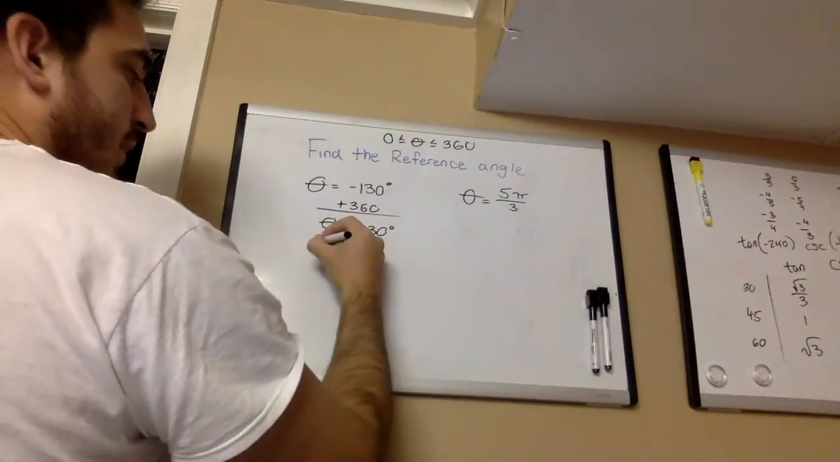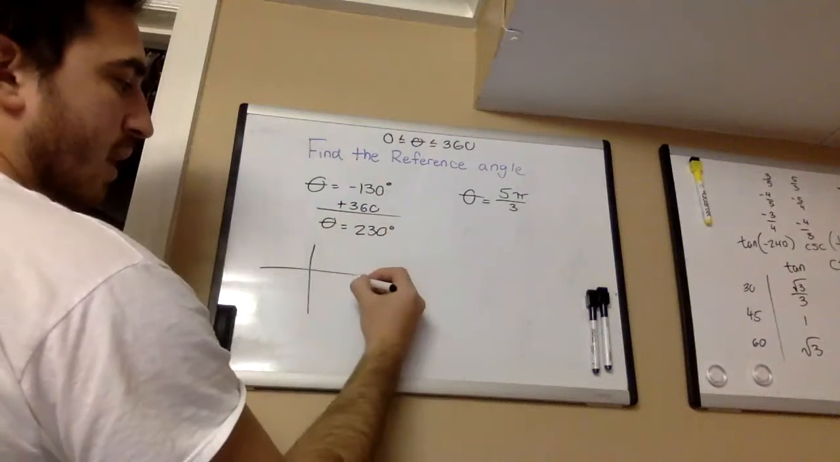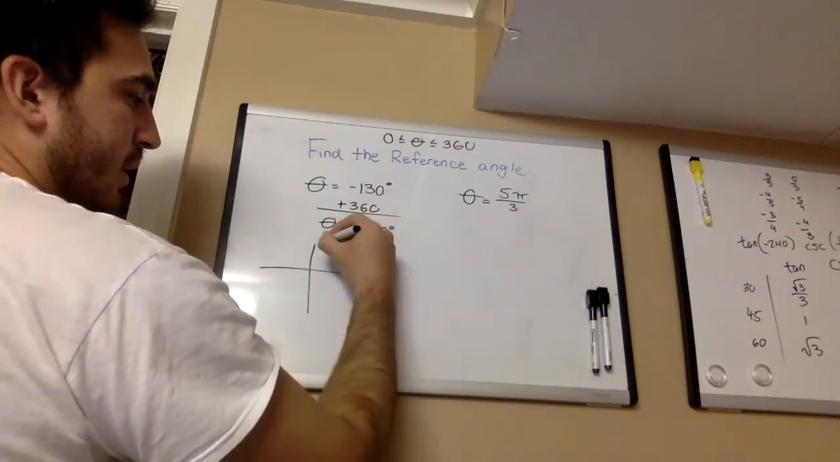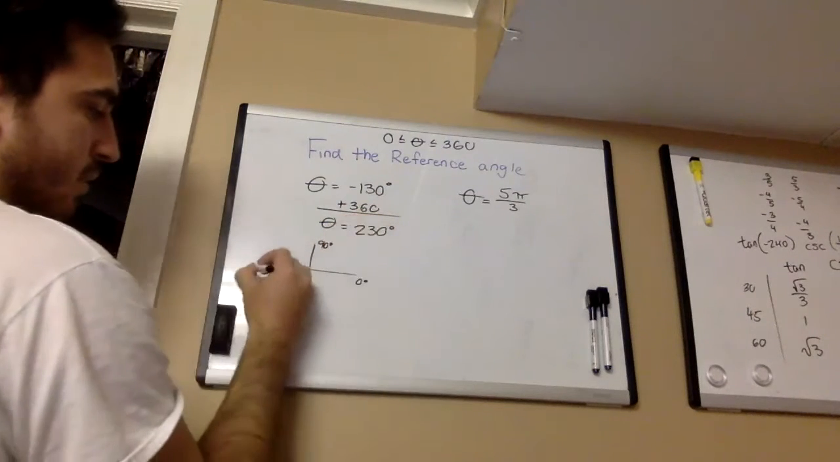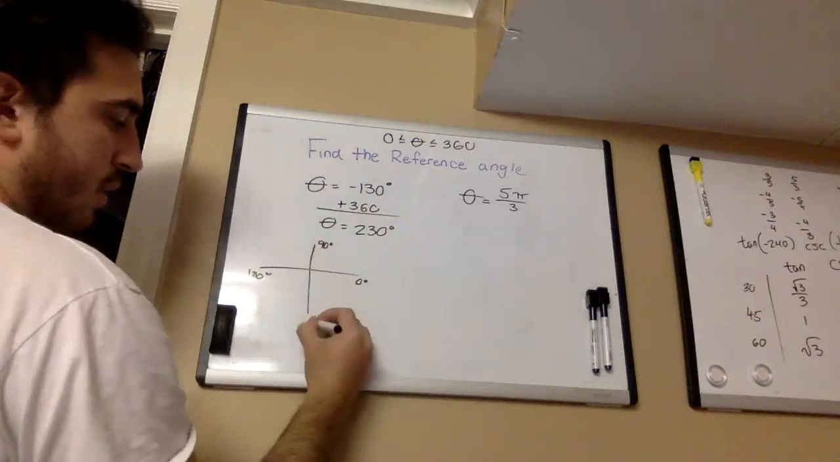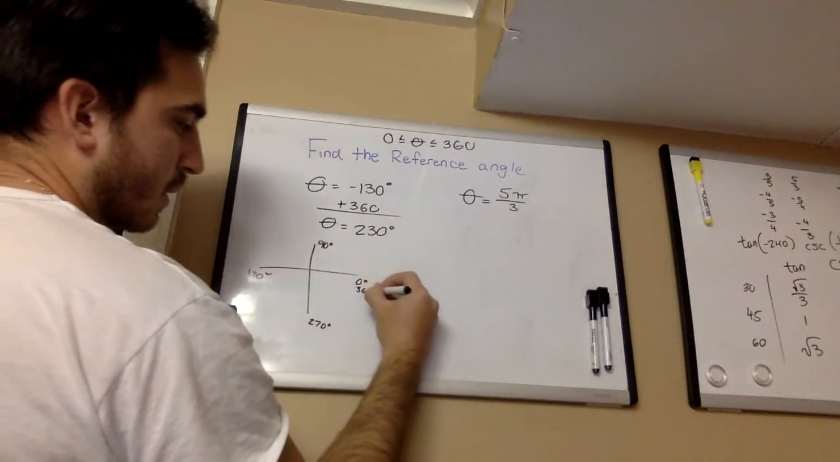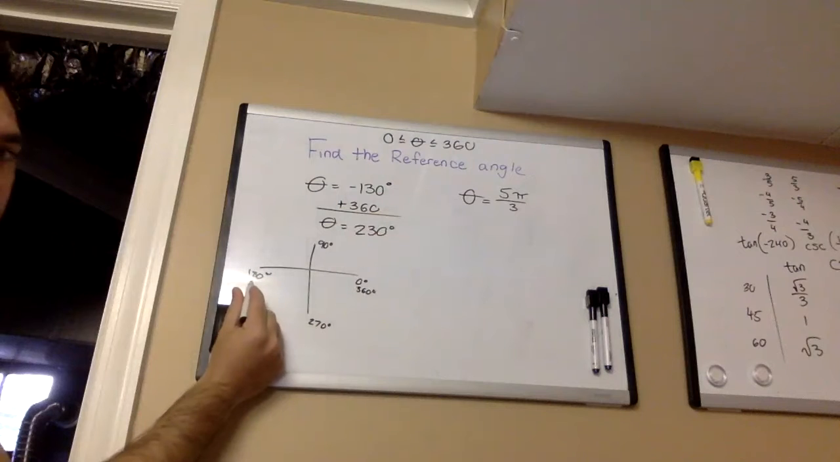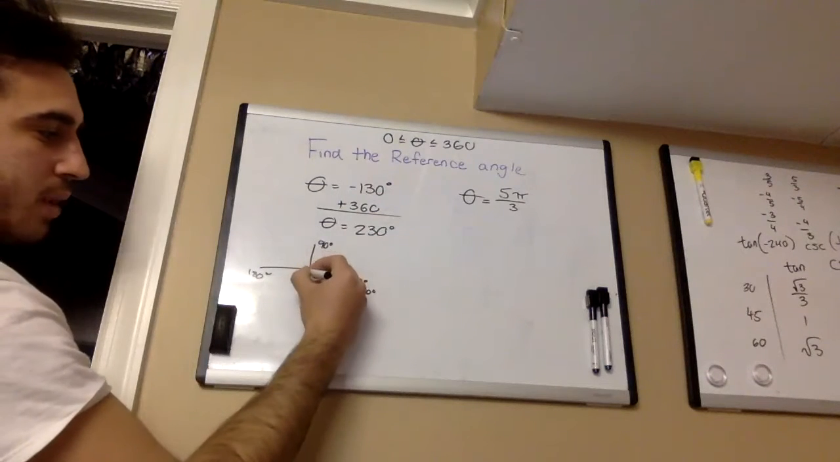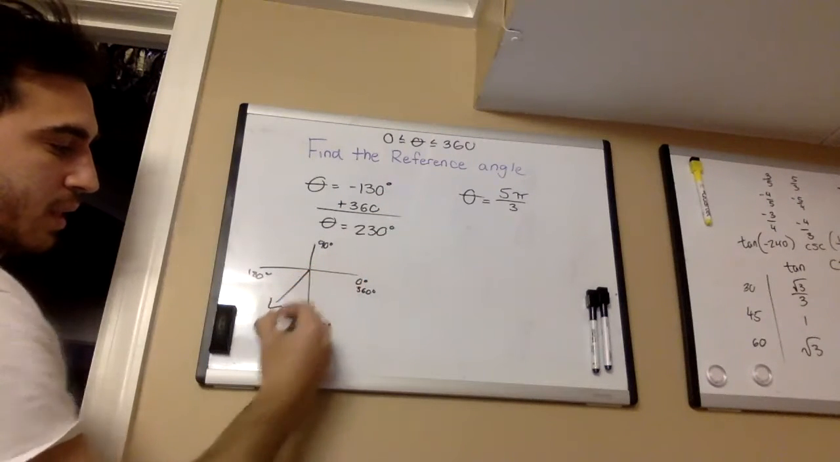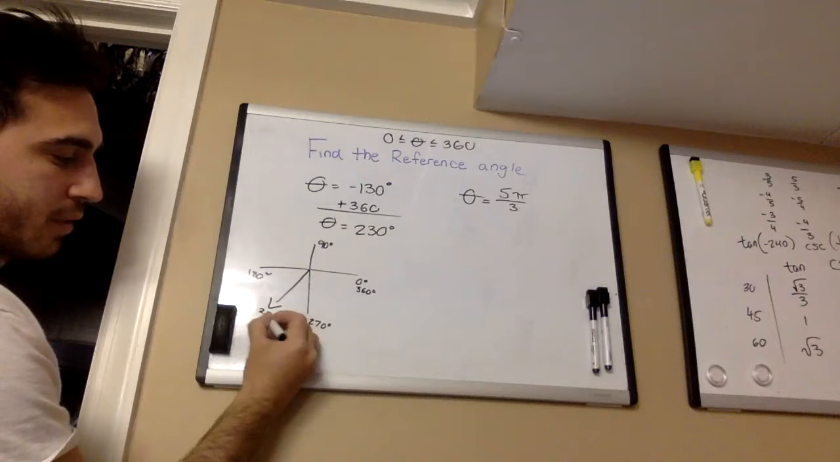So the first part of your homework is going to ask you to sketch it. So I'm just going to sketch it real quick. Here's my XY plane. This is 0 degrees, 90 degrees, 180, 270, and lastly back to 360. So 230 is going to be in between 180 and 270. So I'm just going to make a line, and I'm going to label it 230 degrees.